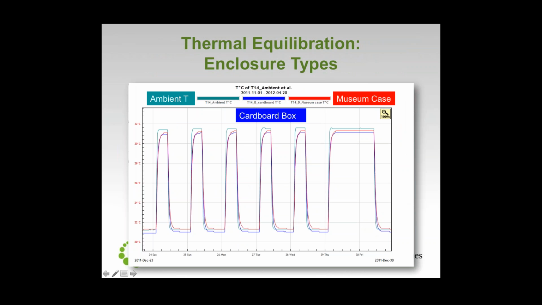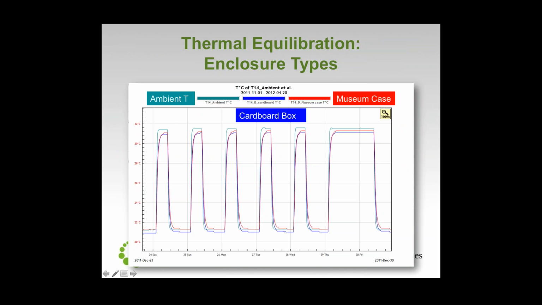Now, to go back just to thermal equilibration, looking at enclosure types, is there really any enclosure that we can use that is going to slow down this rate of thermal equilibration? And the answer for what we were looking at in our study is, by and large, no.